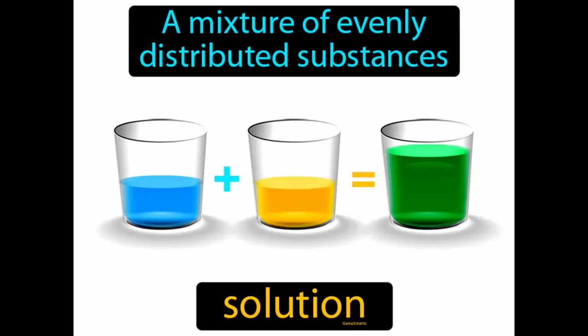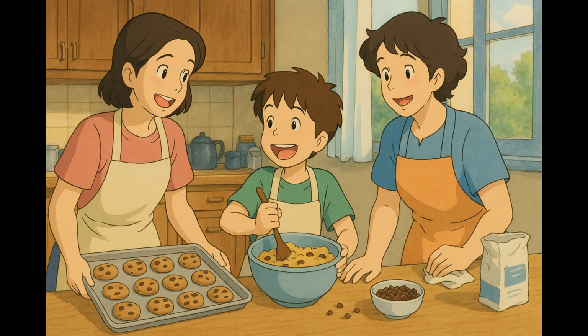A mixture of evenly distributed substances. Solution. In science, a solution is a homogeneous mixture where one substance is completely dissolved in another. Imagine trying to make sure every cookie in a batch has the same number of chocolate chips.